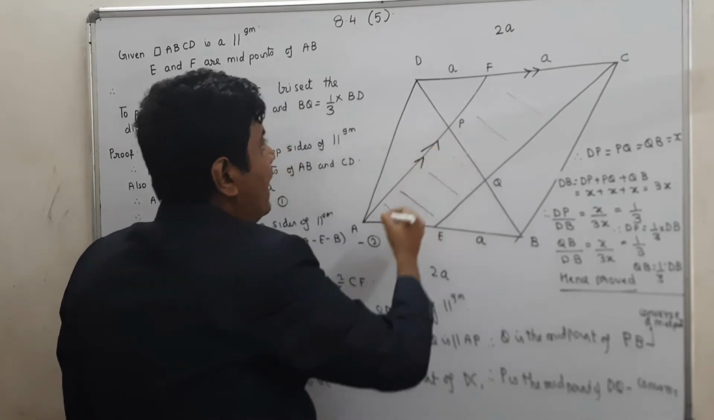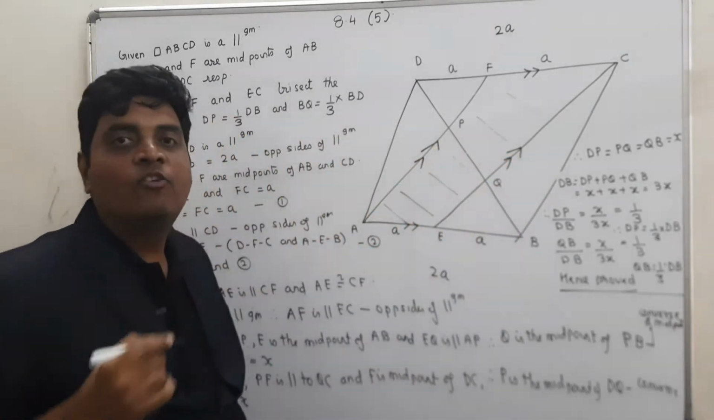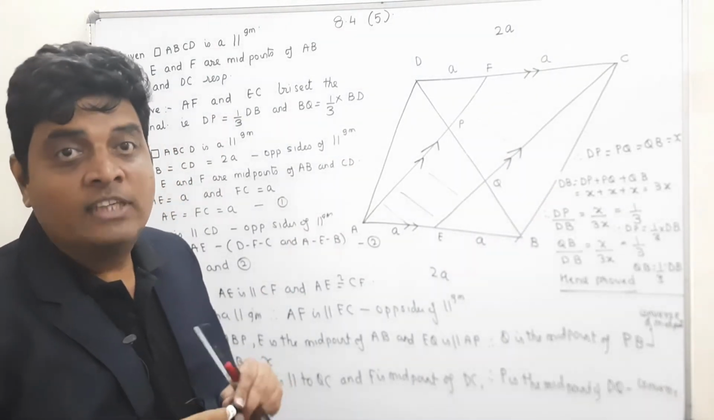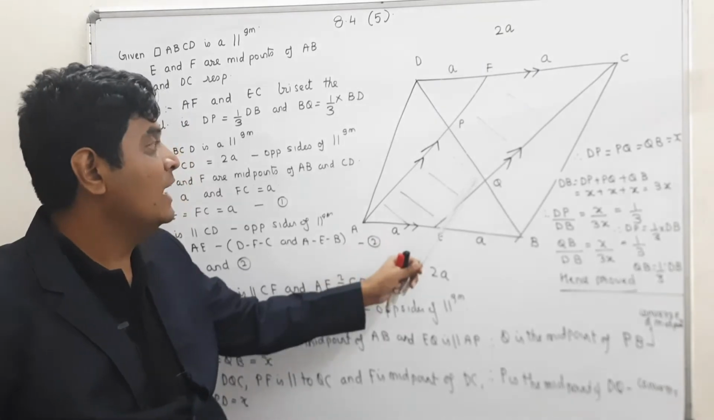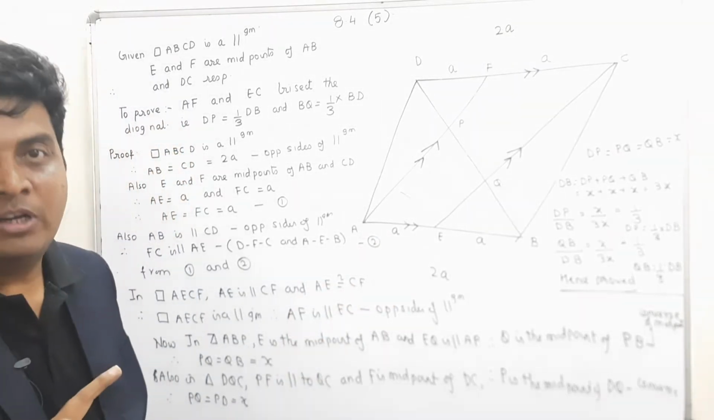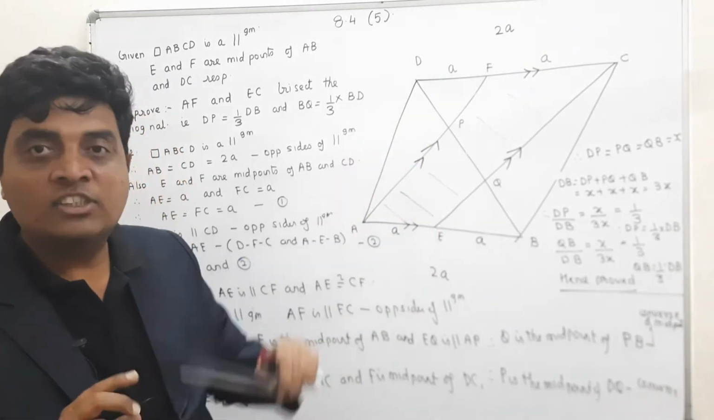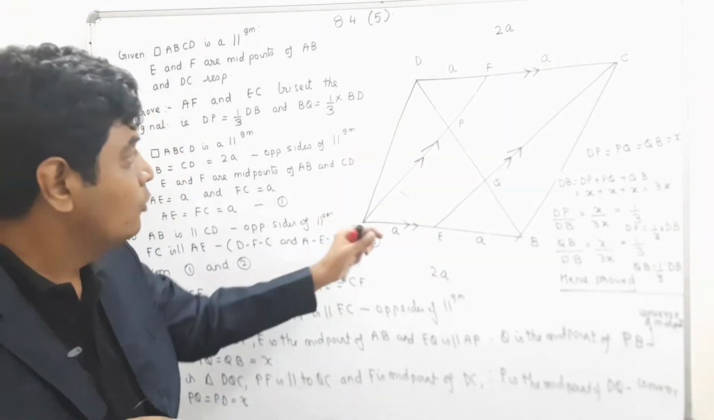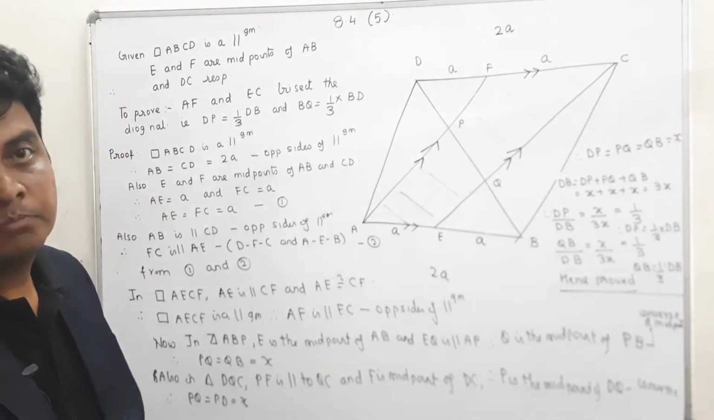Therefore, AF is parallel to EC, opposite sides of a parallelogram. So this is the first step. The first step is you have to prove that AF is parallel to EC, which is most important. It is not given that AF is parallel to EC, and you cannot take it as a construction also. You will have to prove that AF is parallel to EC.